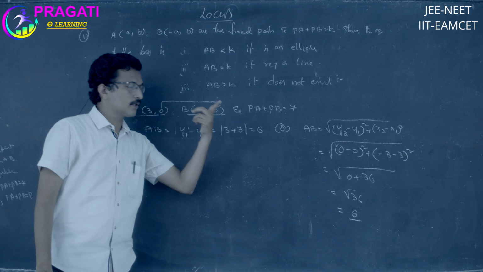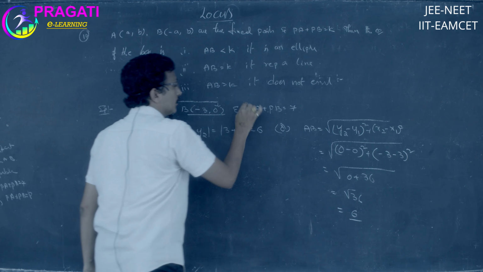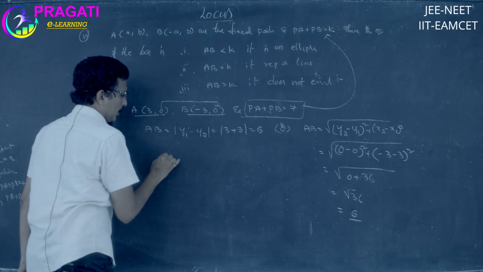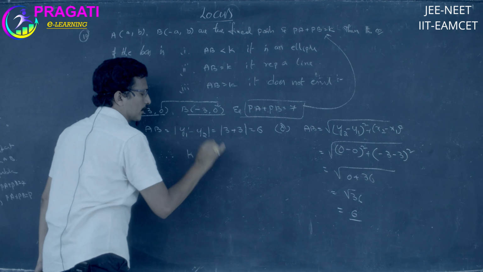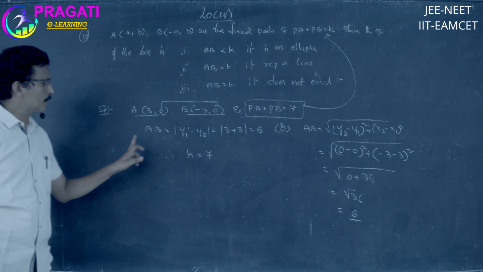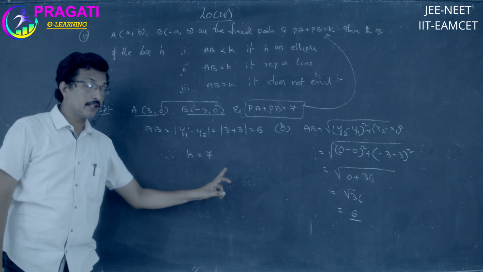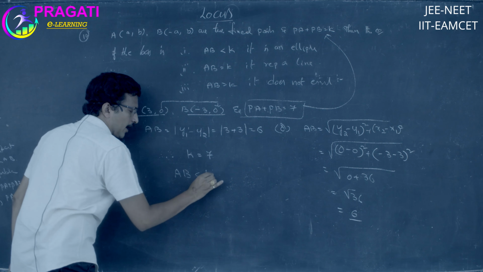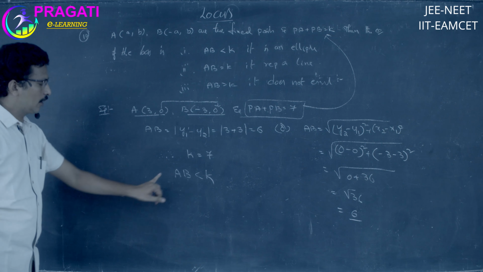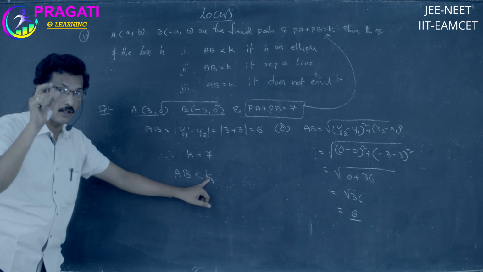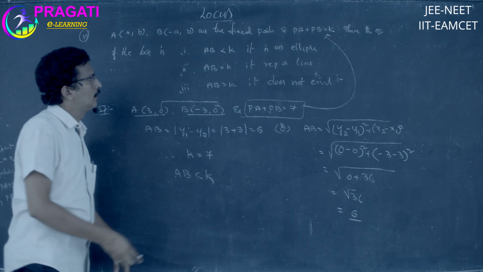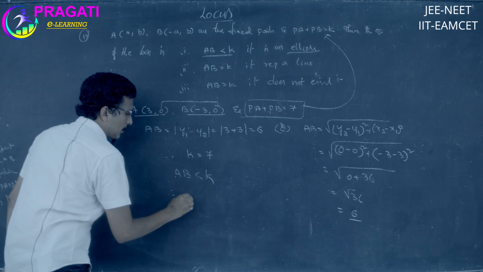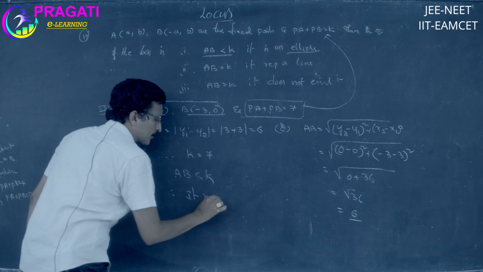AB is equal to 6, and comparing with PA plus PB is equal to k, here k is equal to 7. We observe that AB is equal to 6 and k is equal to 7, so AB is less than k. AB is 6, k is 7, so k is larger. Therefore, it represents an ellipse.